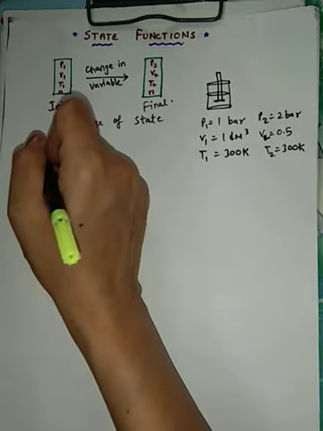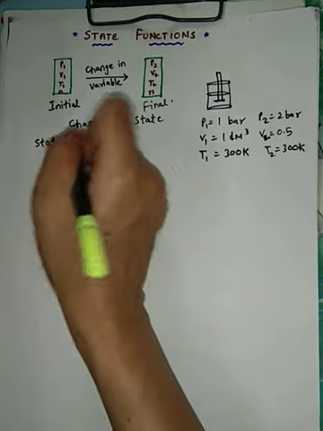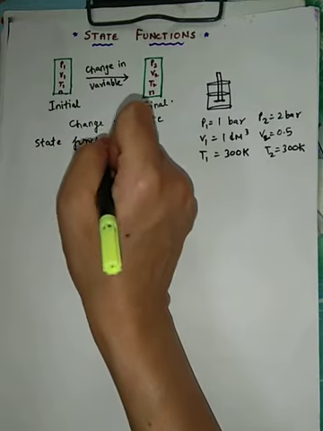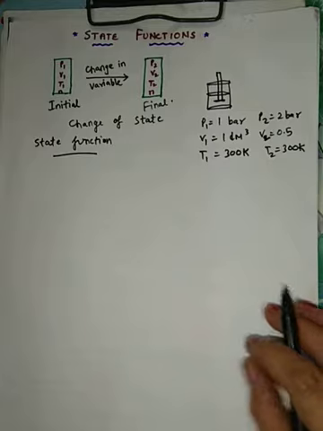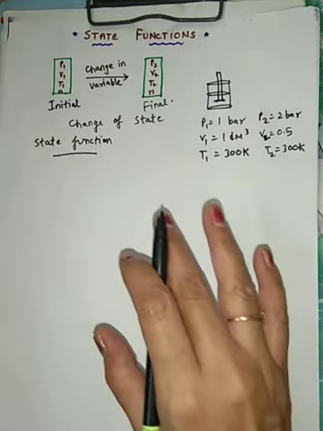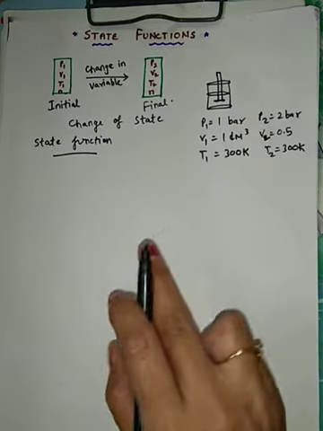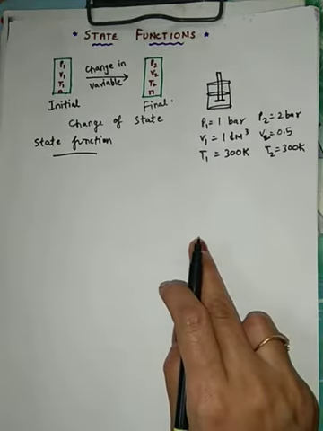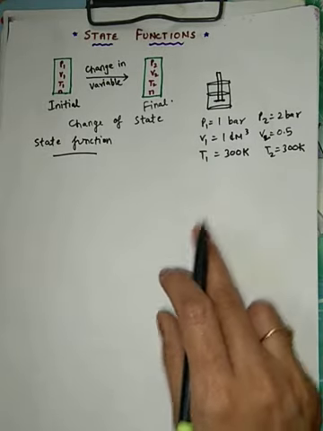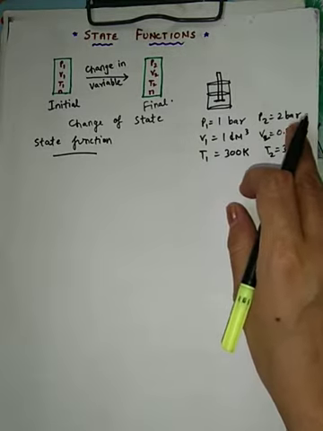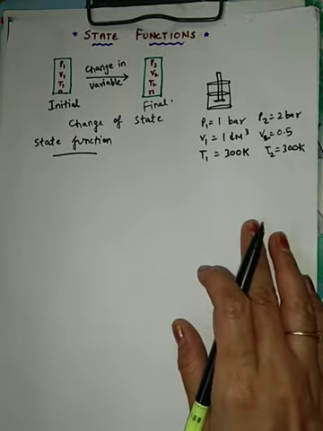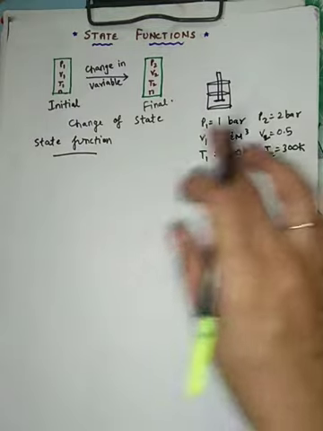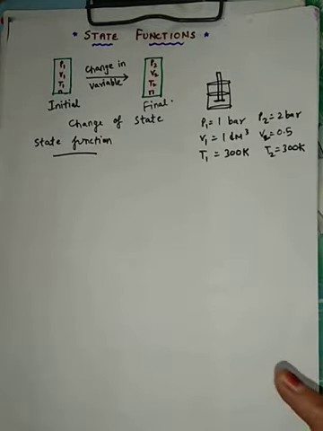So how will we define a state function? It is the property which depends upon the current state of the system and is independent of the path followed to attain that. अभी प्रेशर 2 बार है, इसके पहले 1 बार था या 5 बार था, is not important. That is called a state function. मतलब प्रेशर क्या है? स्टेट फंक्शन.